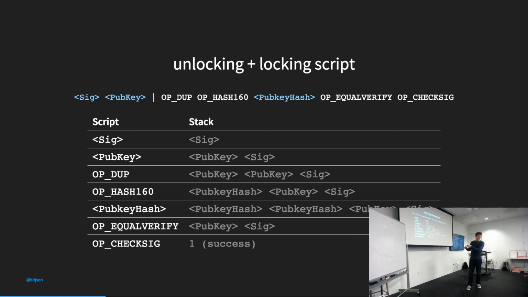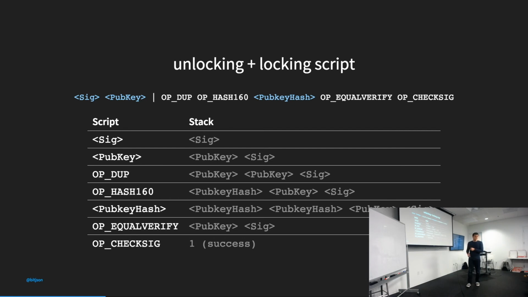Sig. We're going to push a signature onto the stack. Anything that's in those brackets is being pushed. We're going to push a pubkey onto the stack. That's the public key for the private key that controls the address. And then we run the OP_DUP operation, which takes the first item on the stack and copies it. So we've got two pubkeys on the stack, and then the sig, right?